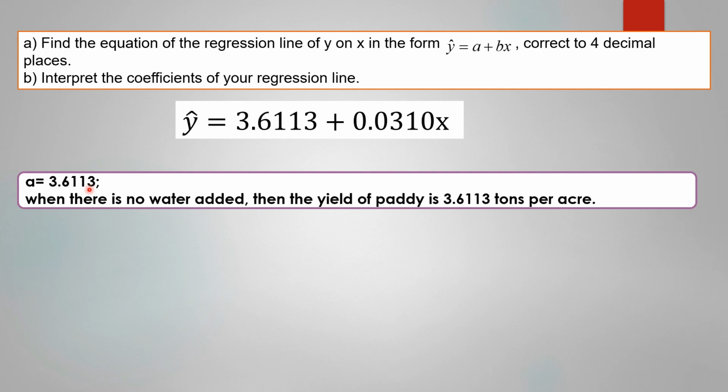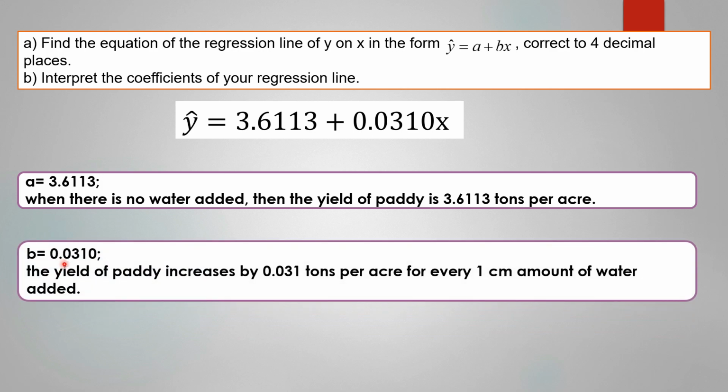So the interpretation for A is when there is no water added, then the yield of paddy is 3.6113 tons per acre. Here you should know that the interpretation for A is when x equals 0. For this case, our x represents the amount of water. When there is no amount of water added, then the yield of paddy is 3.6113 tons per acre. So this is the interpretation for A.